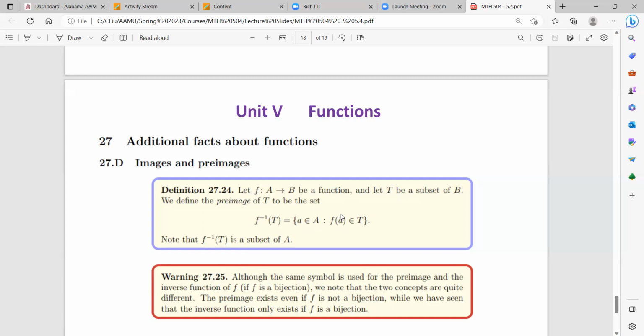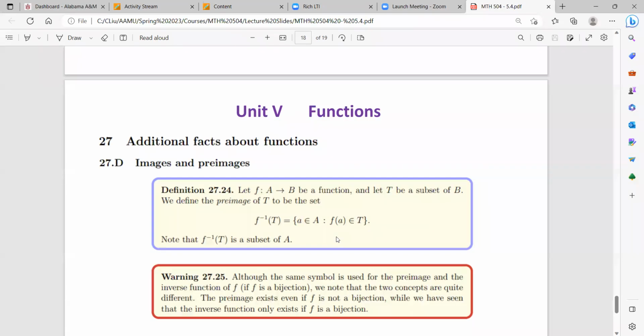So you just look at all the elements in this subset T of B, and then find the pre-image of each of those and put them together. So that makes the pre-image of a set. Obviously, because you are considering elements in the domain, the pre-image of a set from the codomain is a subset of the domain.